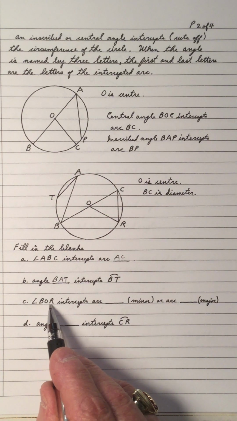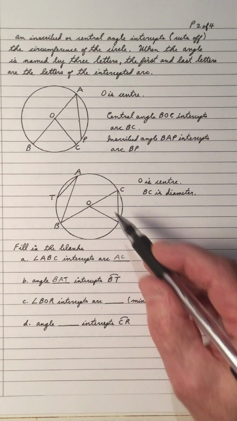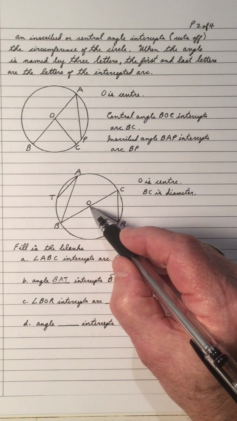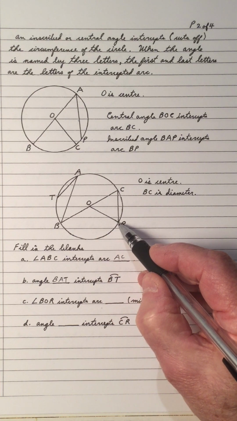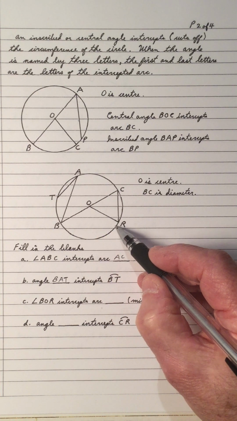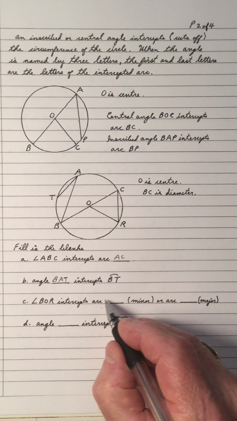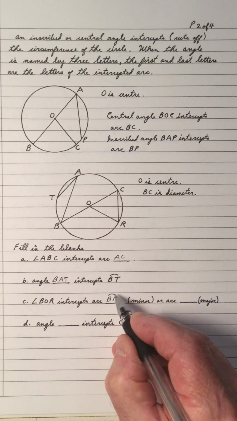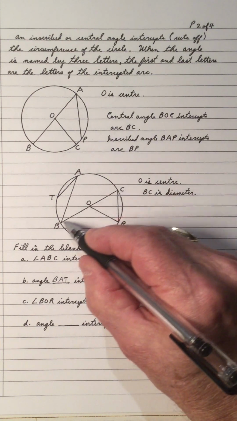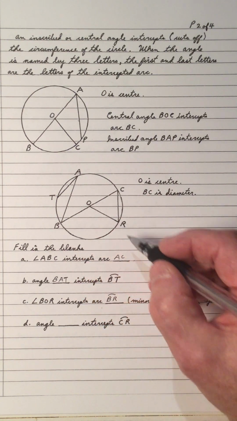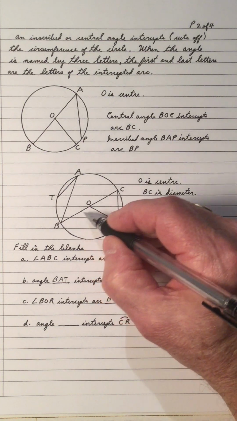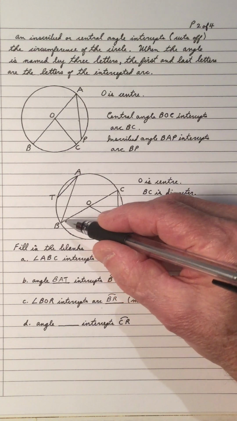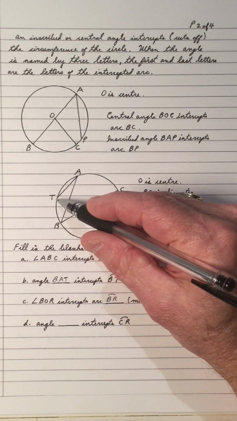And the angle BOR intercepts arc. So let's find the angle BOR. BOR is this angle right here, and it is intercepting, again, BR. BR is the minor arc because there's 180 here, so this is less than 180. If you want to get the major arc, then you get the other side of that angle, which is right around here. So the arc is BTR.